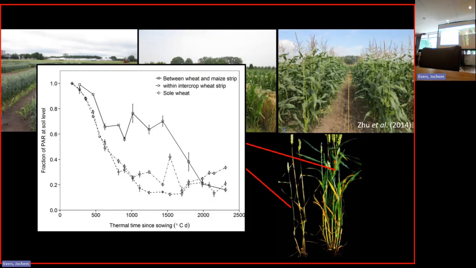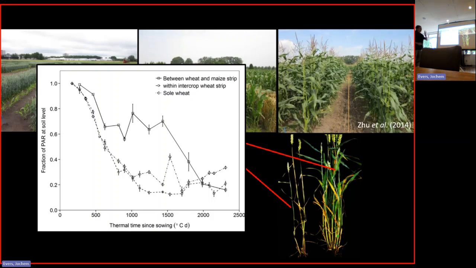If you do that measurement within the wheat strip, so in the middle of the wheat strip, you see the same pattern. There's a strange spike here. I don't know where this comes from, but overall, it's the same pattern. If you do that in between the wheat and the maize strip, somewhere here, you can see that initially the light does go down, but then this drop sort of stalls. And then as soon as the maize plants take over, the light drops further.